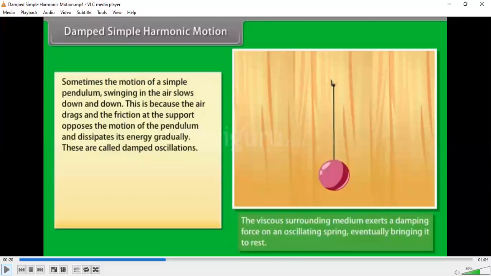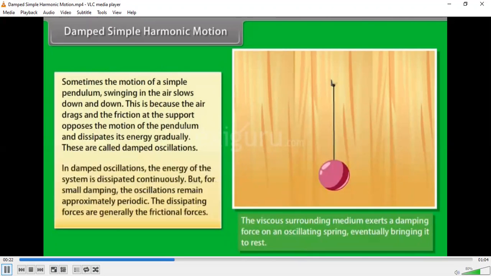It slows down automatically. In damped oscillation, the energy of the system is dissipated continuously, but for small damping, the oscillations remain approximately periodic. The dissipating forces are generally the frictional forces.